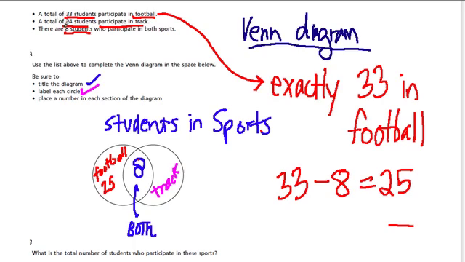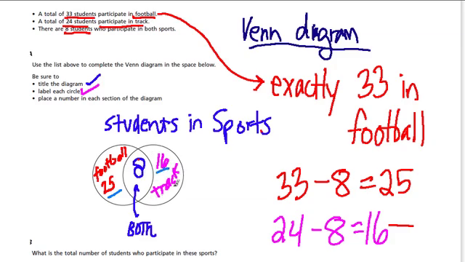Well, that's everybody, all 24, and we've already counted 8, so it's 24 minus the 8 that we counted, or 16 students who we haven't mentioned yet. So there are 16 students here in track. It says, what is the total number of students who participate in these sports? Well, it's the 25 who just like football, that's this chunk of the circle over here, the 8 who like both, and the 16 who just like track. That's this part of the circle here.